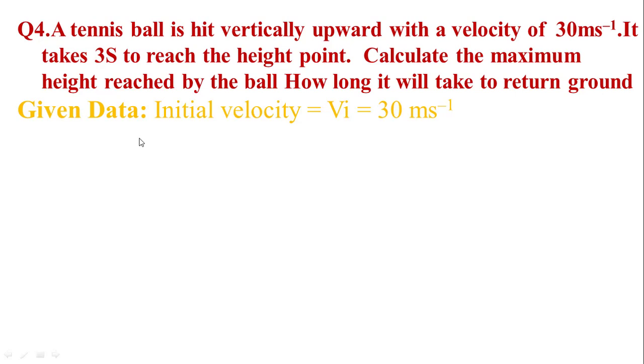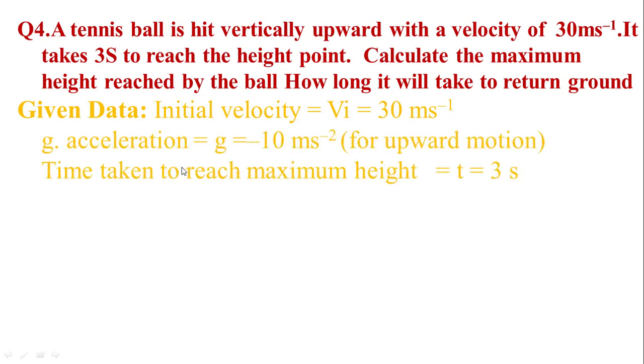First of all, we write the given data. Initial velocity Vi is equal to 30 meters per second. The value of gravitational acceleration G is equal to minus 10 meters per second squared for upward motion, so we use the negative sign. Time taken to reach the maximum height T is equal to 3 seconds, and final velocity Vf is equal to 0.